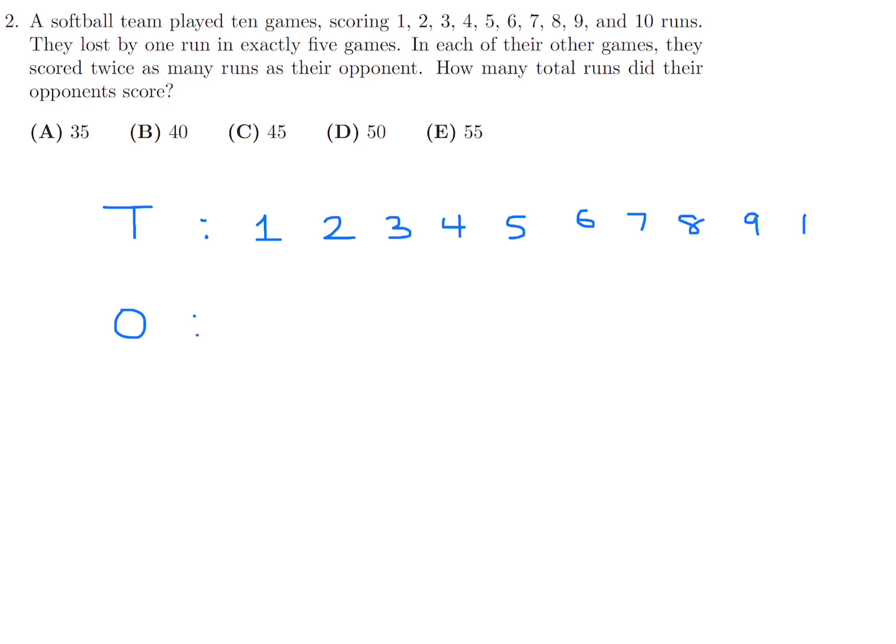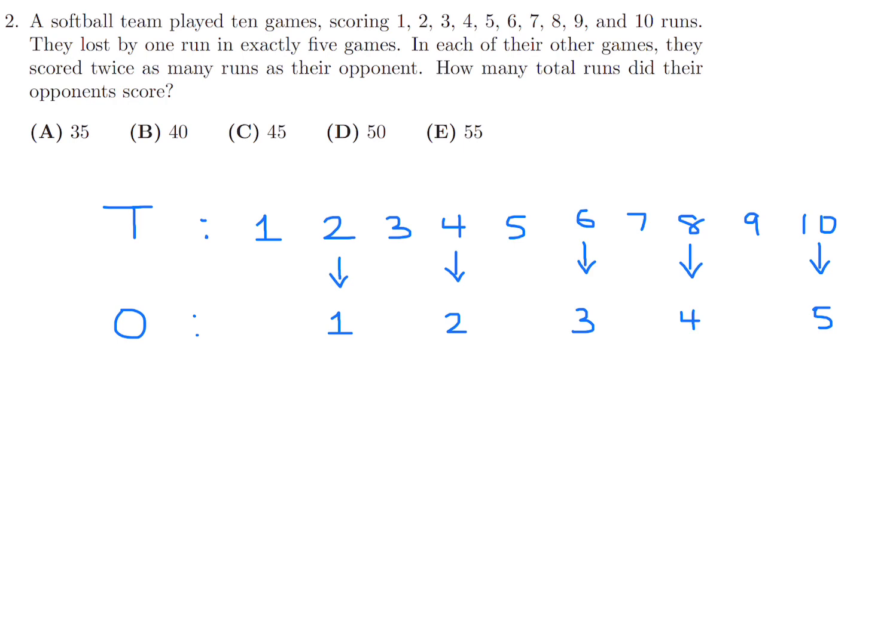So let's talk about this. Let's look at this one first. They scored twice as many runs as their opponent. So the only way that's possible is if you look at the even numbers. That's the only way that you're going to be able to get integer values. So in those games, they scored twice as many as their opponents. So the opponents would have scored 1, 2, 3, 4, and 5.